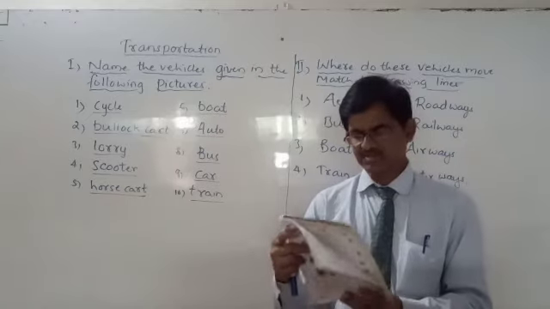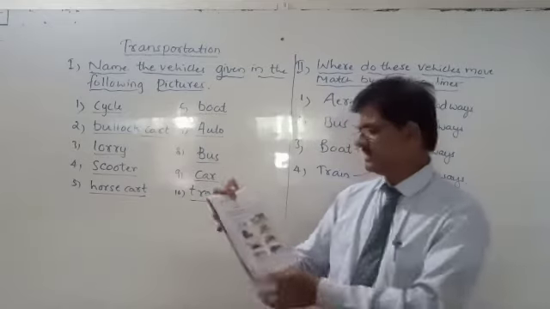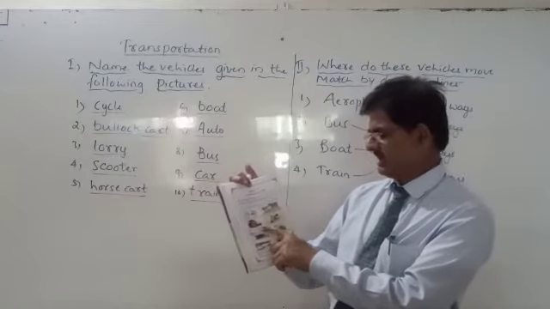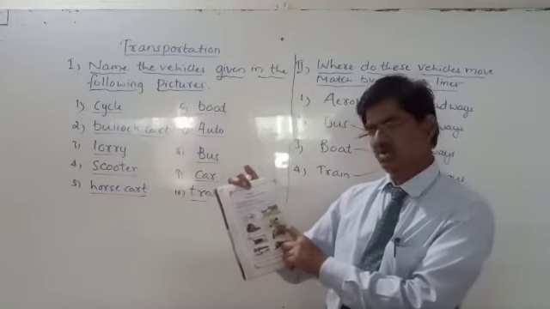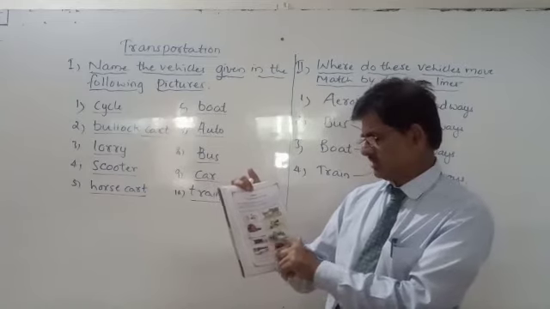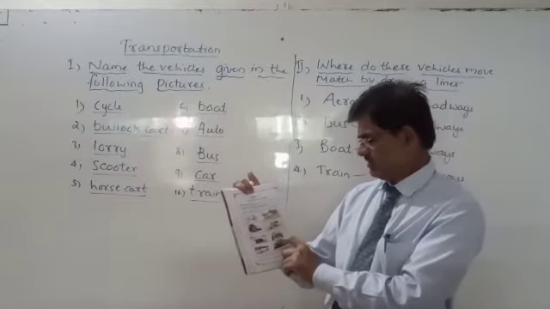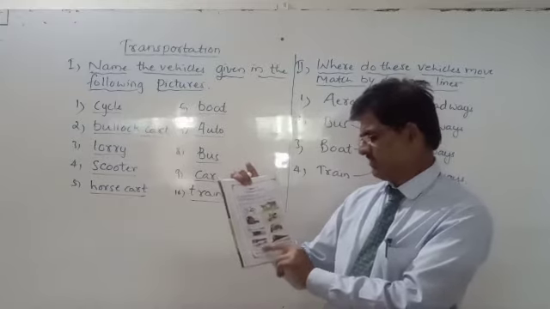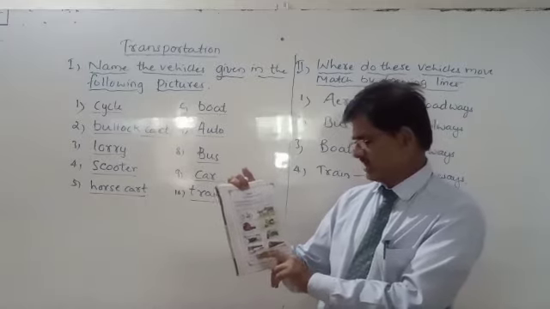So these are the different vehicles given here, all the vehicles given in the following pictures. Once again: cycle, short distance; rickshaw car, short distance; lorry for carrying luggages; scooter for going for jobs. Those who are going for work use scooters. Boat to cross the river, understood? Then auto is for local people, to local places. Bus is to travel to other places.